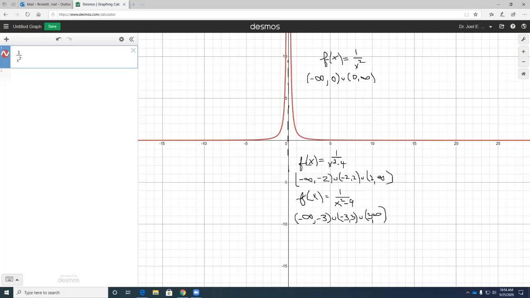So get used to looking at the domain written using this notation, or you could just say all real numbers except -2 and 2, or -3 and 3, whichever the case may be.